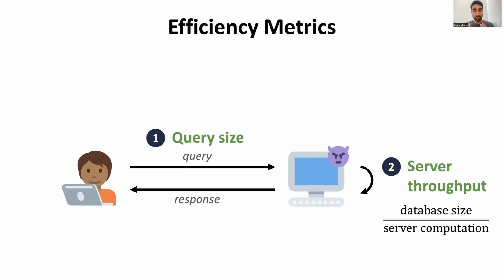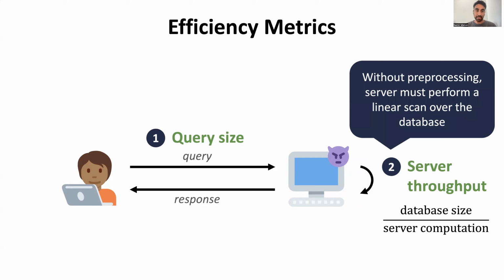The reason I use throughput here is that without pre-processing, without some fairly recent, mostly theoretical work, the server needs to perform a full linear scan over the entire database to answer a single PIR query. So one way to think about that computation time is throughput, where we need to process the entire database. How fast are we doing that? What's our throughput?